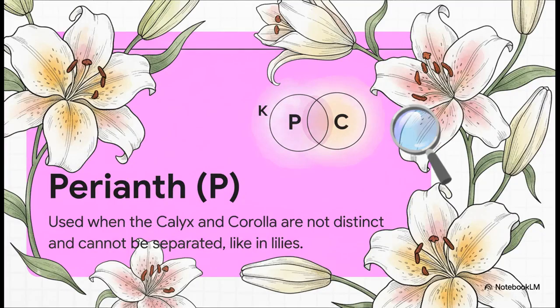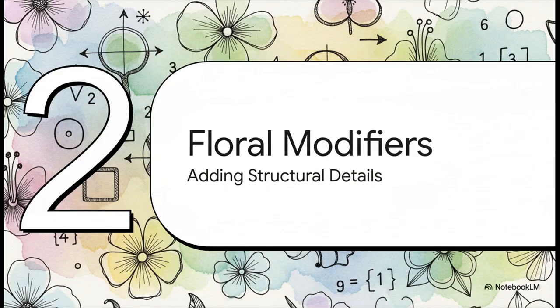But hey, this is biology, so of course there's an exception, right? And exam writers absolutely love to test this one. Sometimes a flower doesn't have distinct green sepals and colorful petals. They just kind of blend together seamlessly into these structures called tepals. Think of a lily. When you literally can't tell the calyx and corolla apart, we just merge K and C together and use the letter P for perianth. So, if you spot a P in a formula on test day, boom, you immediately know you're dealing with merged outer layers.